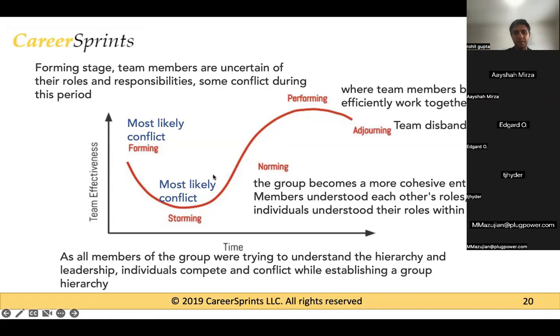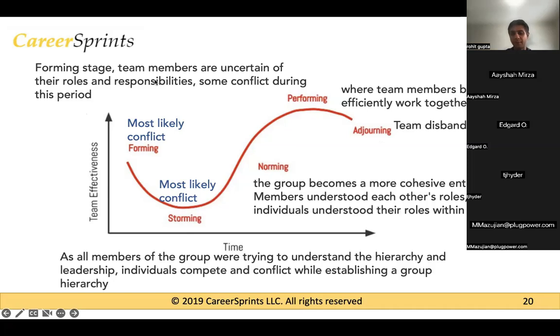So this Tuckman's ladder of group development helps you understand what are the different stages that a team goes through once the team is formed. So the 5 stages are forming, storming, norming, performing, and adjourning. And this is very, very popular in the PMP exam. You will definitely see at least 1 question from this in the exam, right? So let's go through each of these stages.